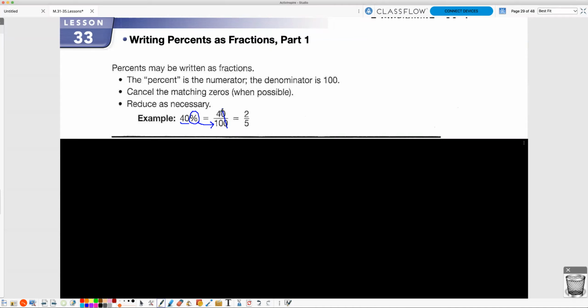Then you end up with 4/10, and 4 divided by 2 is 2, and 10 divided by 2 is 5. So 2/5 is the same as 40%. So 40% as a fraction is actually 2/5, but we started out as 40 over 100. It's that simple. Let's look at some examples and then we'll just jump right into the practice set.